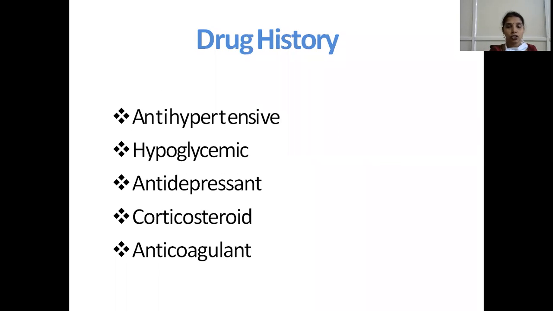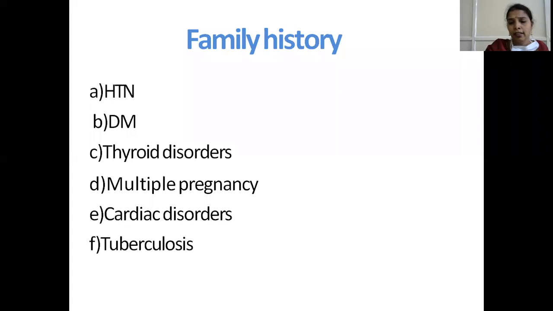We need to ask about the drug history, as I told you about hypertension, diabetes, and other things, such as antidepressants. These days depression is one of the commonest things. Whether she is using any antidepressants, corticosteroids, or anticoagulants, medical advice should be given to the mother, because many of these drugs have negative effects on the growing fetus. So it is very important to ask about the drug history. Moreover, we have to ask whether she has any allergies to any drugs, so that we can avoid those drugs.